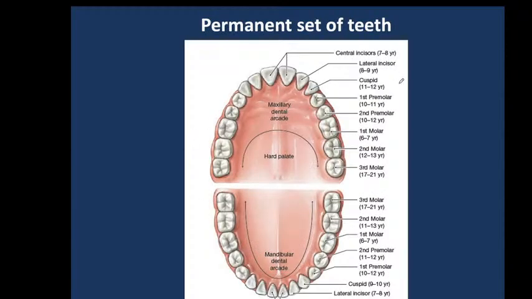And the permanent set, that is a set of teeth in an adult, and usually the age of eruption of all permanent teeth starts from 6 years. So children change their teeth from 6 years till 21 years. So it is a quite long period of time.